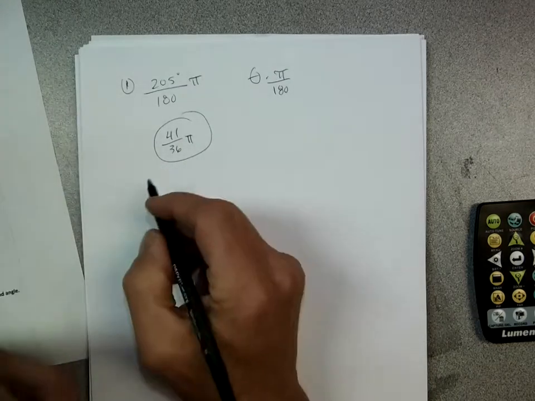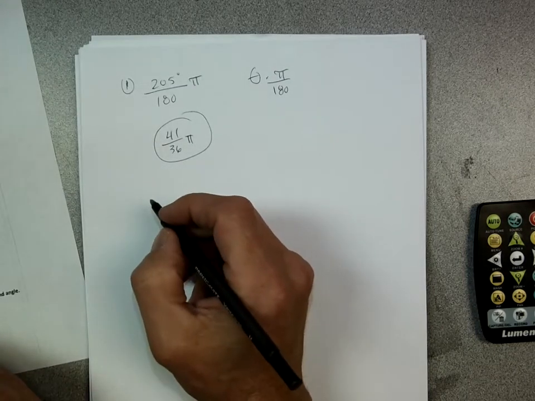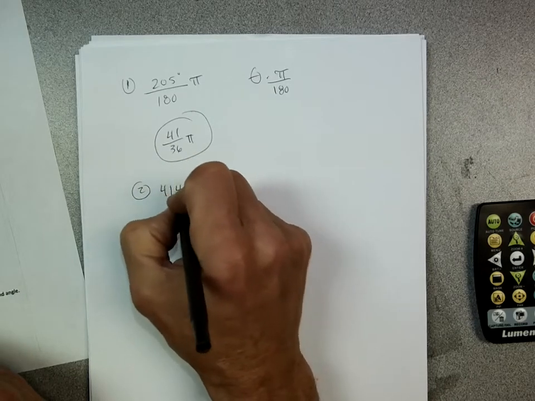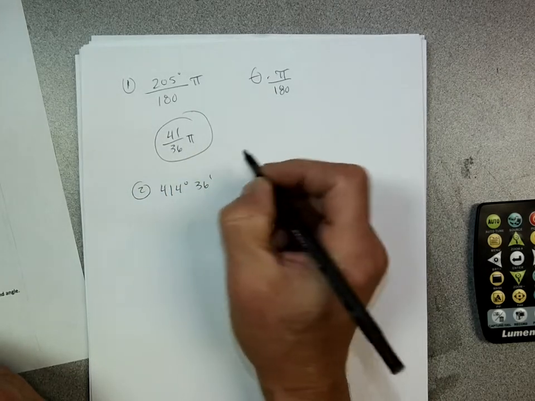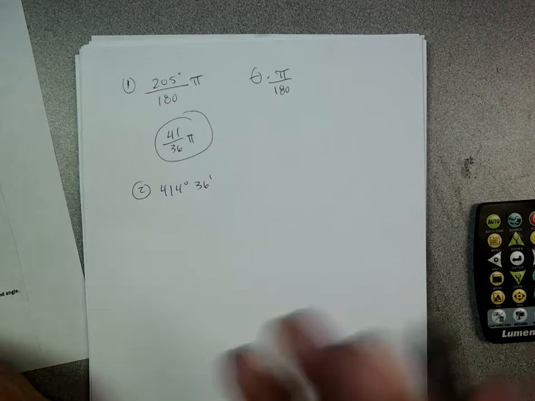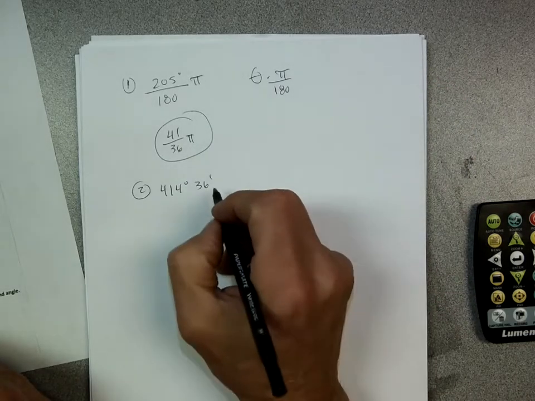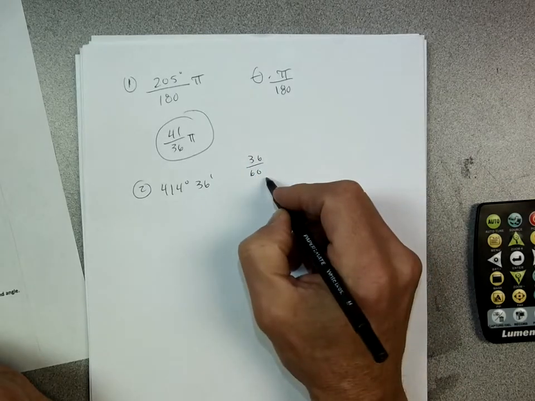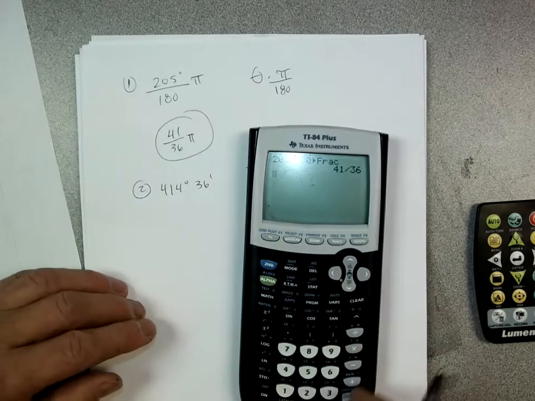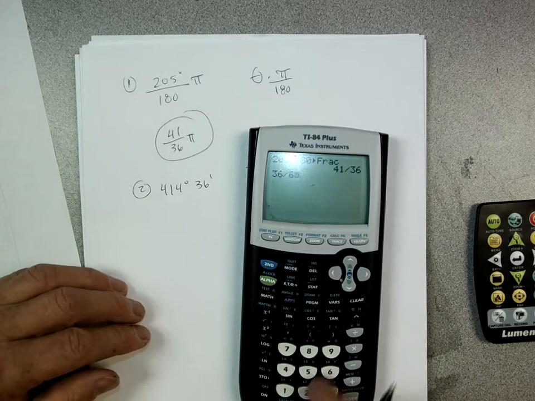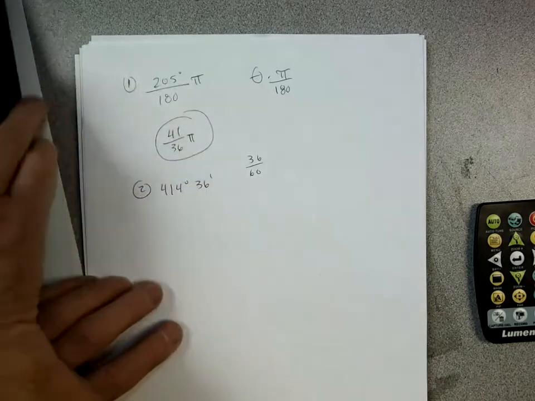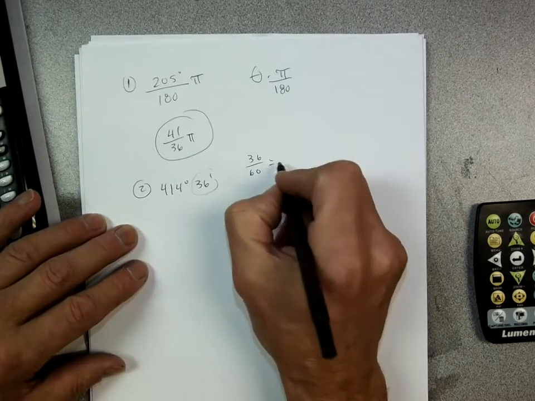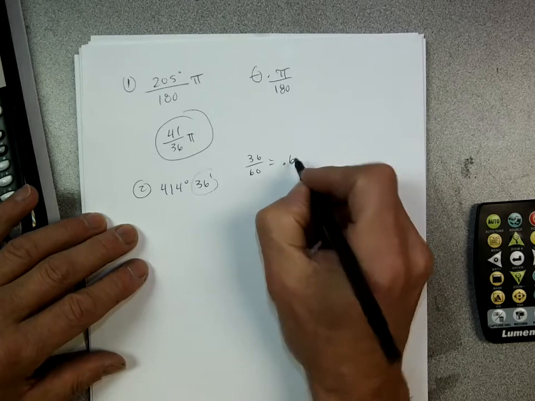Now, number two, I'm not going to be able to keep it in terms of pi because it's got degrees and minutes. If you look at number two, it's got 414 degrees and 36 minutes. So I'm probably going to get a decimal answer. It's okay, I can do that. First, let's take 36 out of 60 and convert that into a decimal. I think it's 0.6, but let me reconfirm that. Yeah, 0.6. So we'll change these 36 minutes into 0.6 as a decimal.